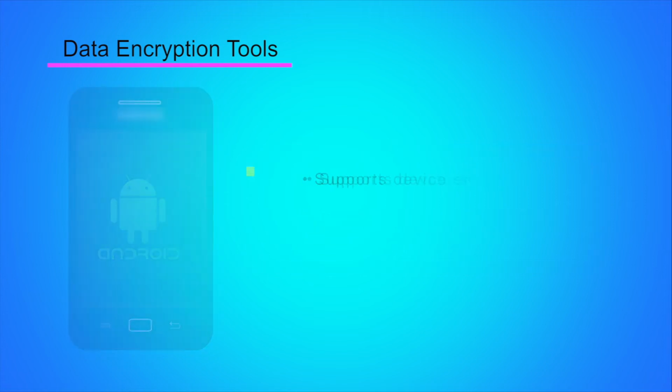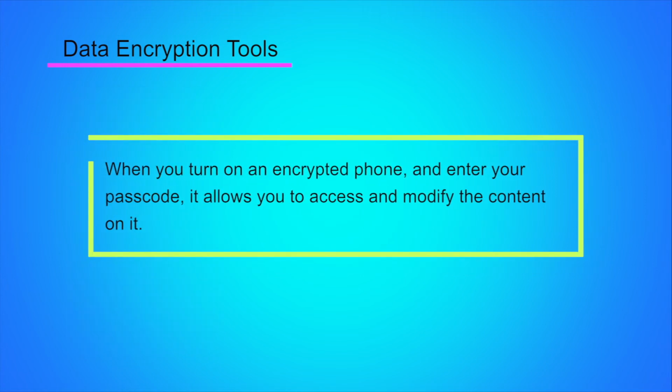When you turn on an encrypted phone and enter your passcode, it allows you to access and modify the contents on it. This means that someone with physical access to your encrypted smartphone while it is powered on and unlocked can still access your data. For the strongest protection, when crossing a border, for example, or passing through an airport security, you should turn your device off completely. As usual, there are trade-offs.